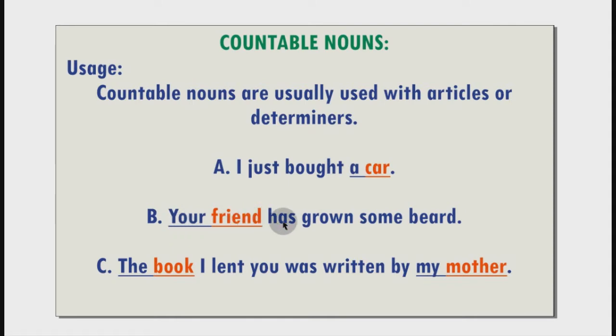Example B: your friend has grown some beard. Now if you look at your friend, your is a determiner, a possessive adjective. So we can say your friend has grown some beard. Your, for friend, is a determiner. These examples establish the fact that articles and determiners can be used before countable nouns.